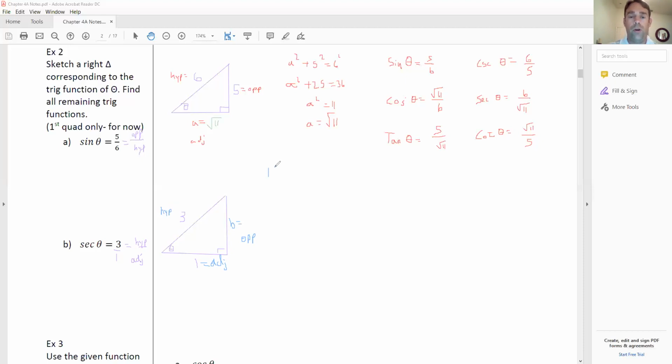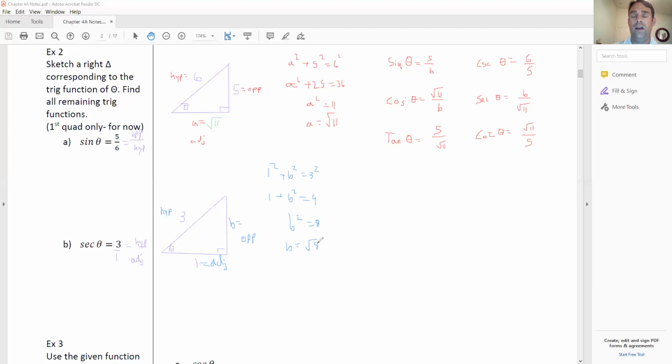So 1 squared plus b squared equals 3 squared. 1 plus b squared equals 9. So b squared is 8. And friends, that means b is the square root of 8.